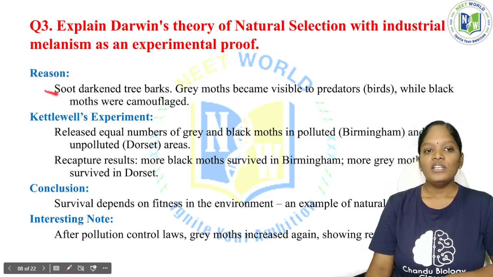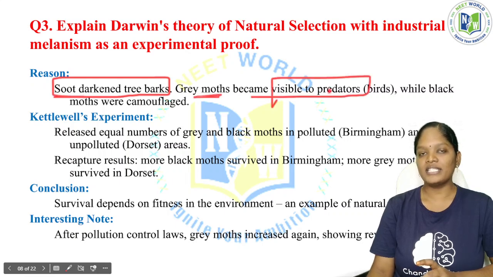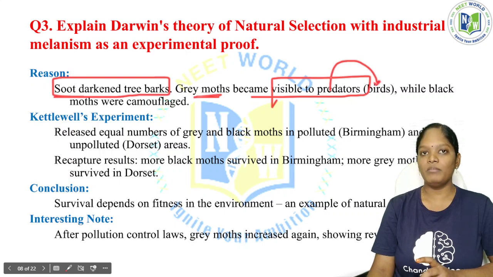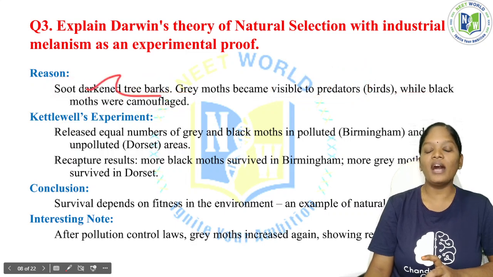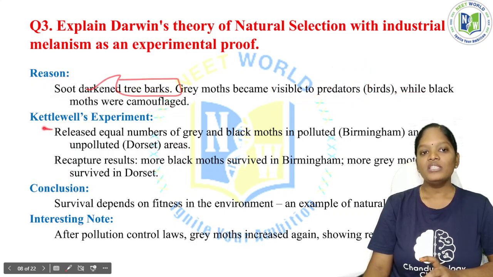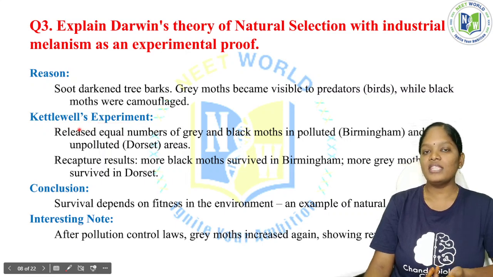See, what is the reason? Because of darkened tree barks, gray moths become visible to predators, and here the predators will be the birds, while black color moths can be camouflaged because of the darkened tree barks. So Kettlewell's experiment: Kettlewell is the name of the scientist. He experimented with something. So what is the experiment?